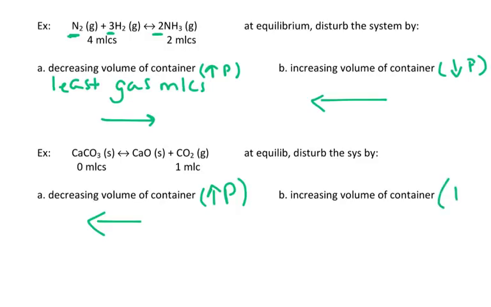Increasing the volume of the container is the same as decreasing pressure, so we're going to shift to the right, toward the side with more gas molecules. And 1 is greater than 0, so we have more gas molecules on the product side, or the right.